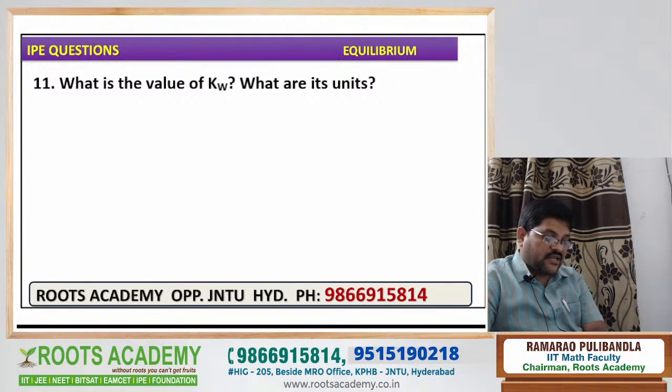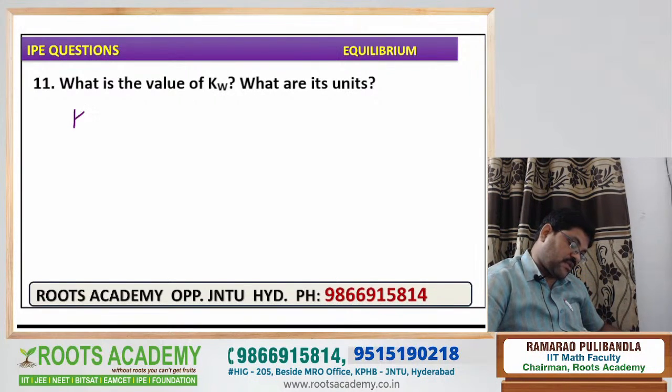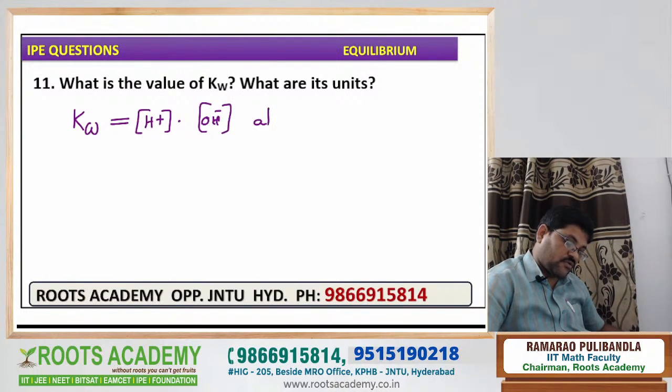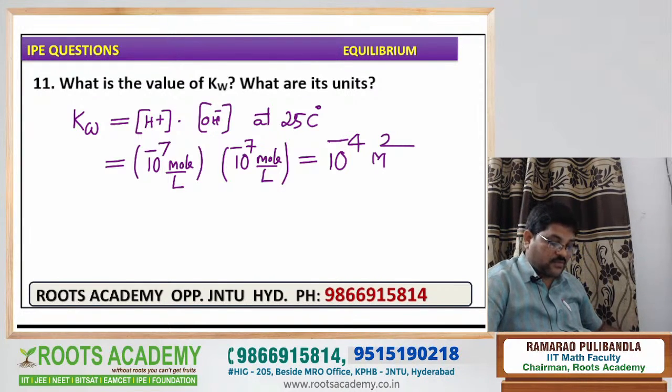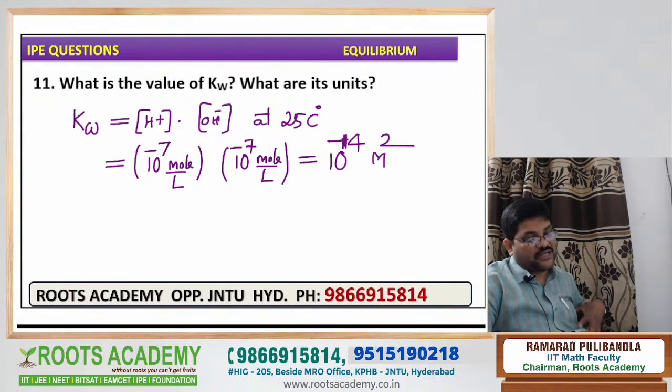What is the value of Kw? Write its units. What is the formula of Kw? It is a 2 marks question. Just write the formula: H plus ion concentration into OH minus ion concentration at 25 degrees. H plus ion concentration at 25 degrees is 10 power minus 7 mole per liter, into OH minus ion concentration, 10 power minus 7 mole per liter. Both multiplied, you get 10 power minus 14 M square at a temperature of 25 degrees Celsius. That is the value of Kw.